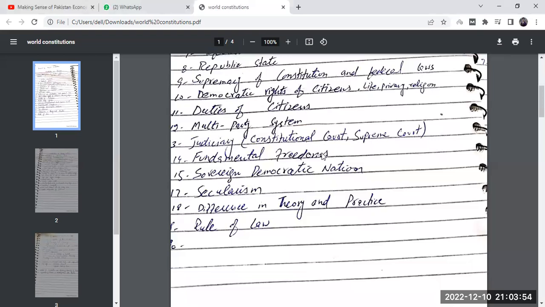By going through the constitution, you can see that this constitution is a little bit different and authoritative. You can say this constitution paves the way for an authoritarian government.